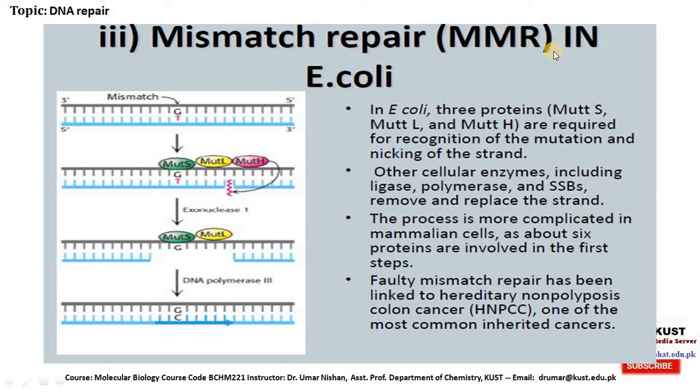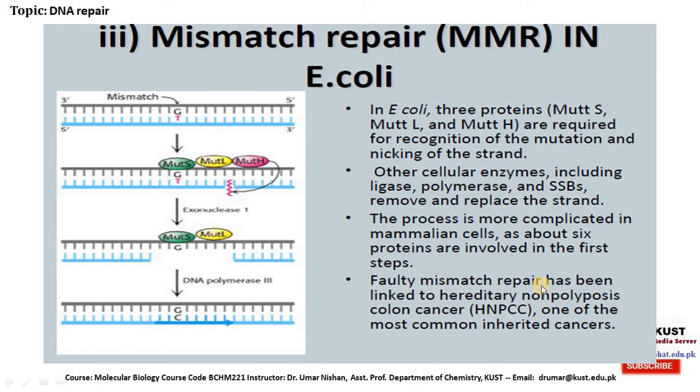Now, mismatch repair in E. coli. In E. coli, 3 proteins, MutS, MutL and MutH, are required for recognition of the mutation and nicking of the strand. You can see here MutS, L, H, it is the mismatch, and other cellular enzymes including ligase, polymerase and SSBs remove and replace the strand. The process is more complicated in mammalian cells as about 6 proteins are involved in the first steps.